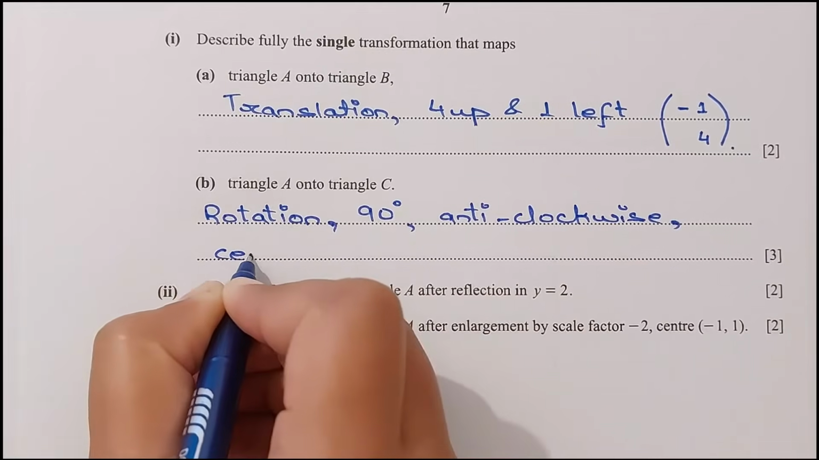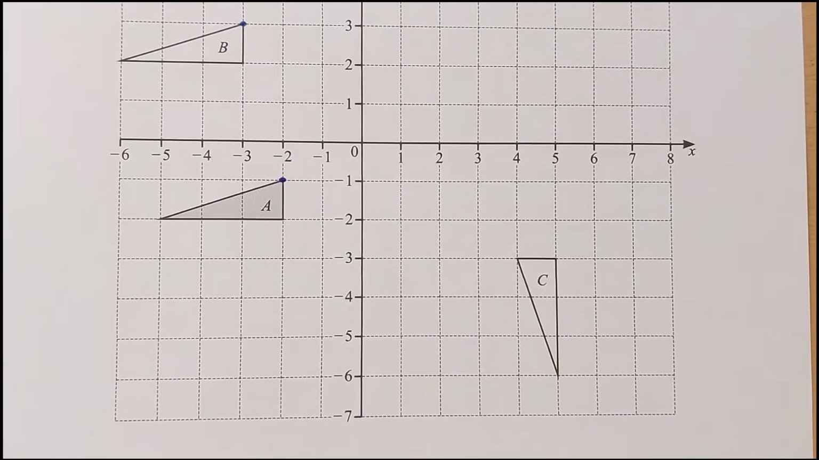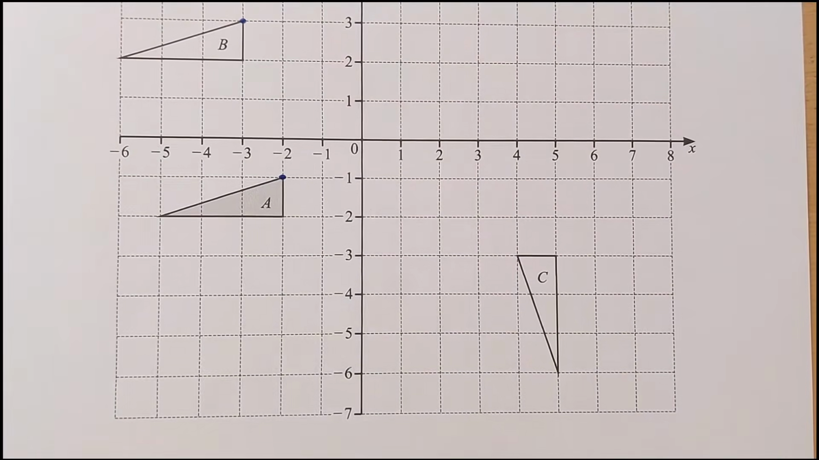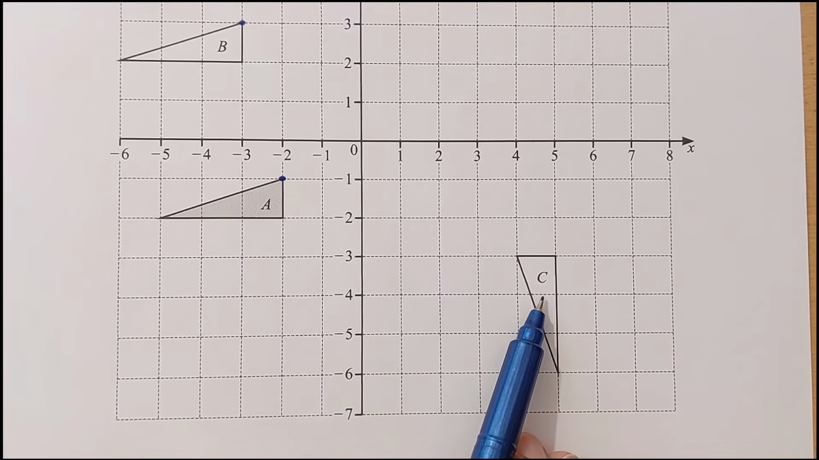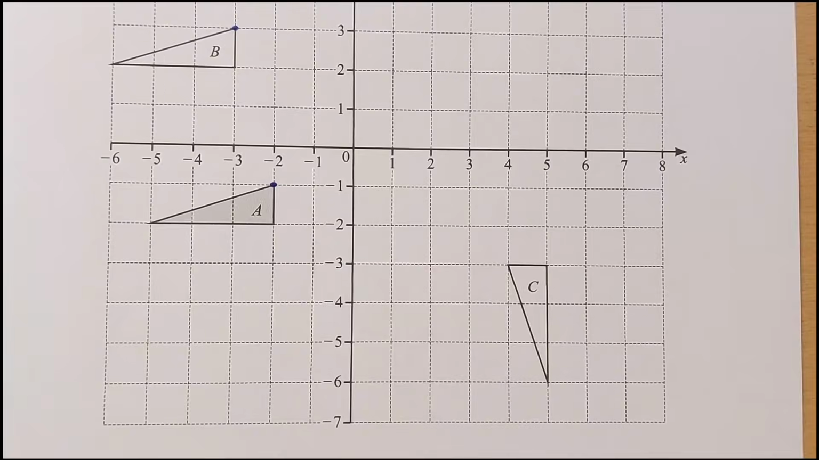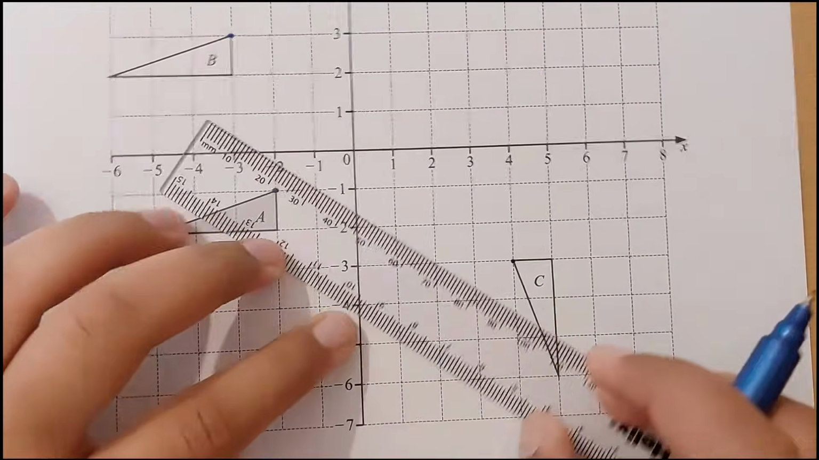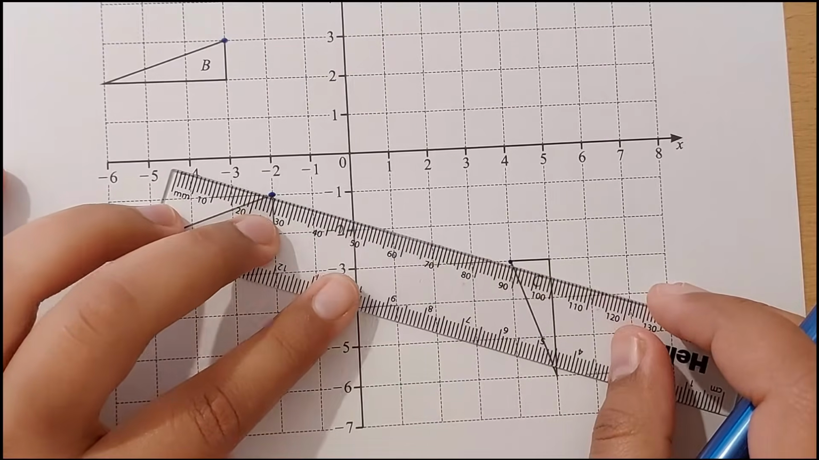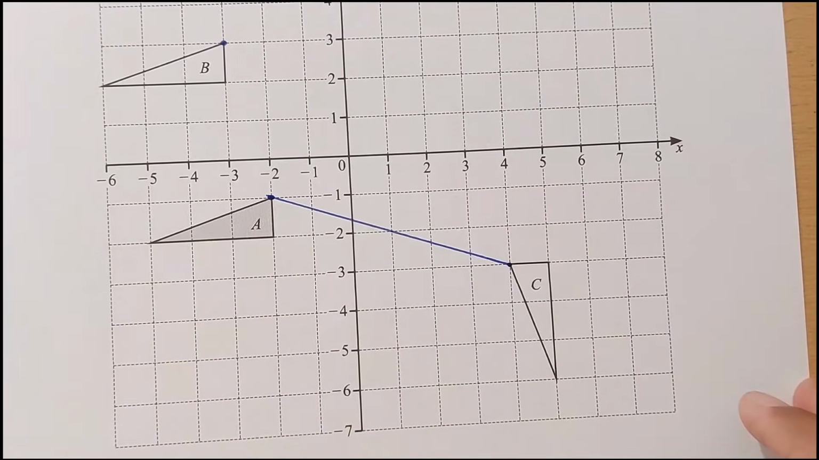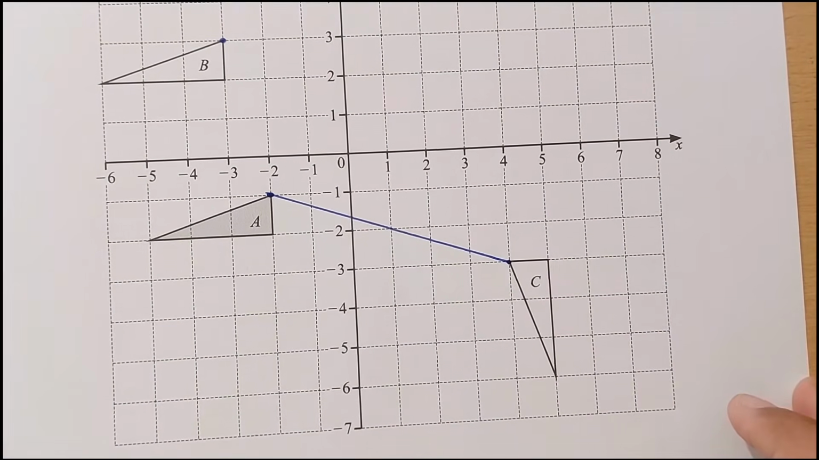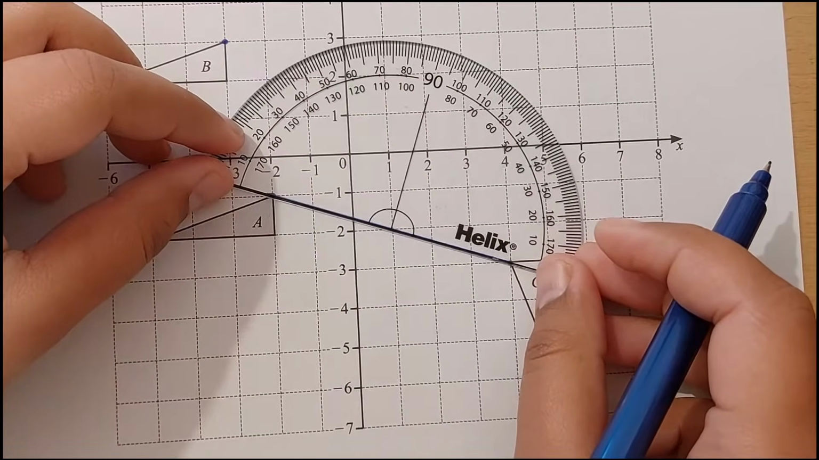And the center of rotation, let me find the center of rotation. We can find it by joining the points of triangle A with triangle C and then finding their perpendicular bisector, right? So as you can see, this point on A is this point on C. Let me connect these 2 points and draw the straight line. Now we have a straight line, we can draw its perpendicular bisector.